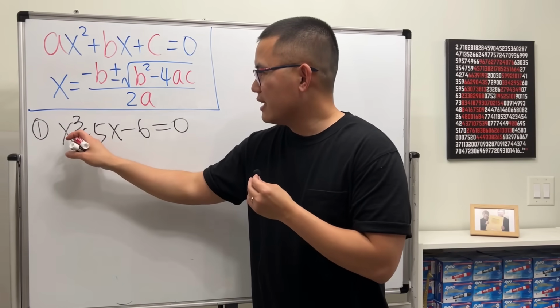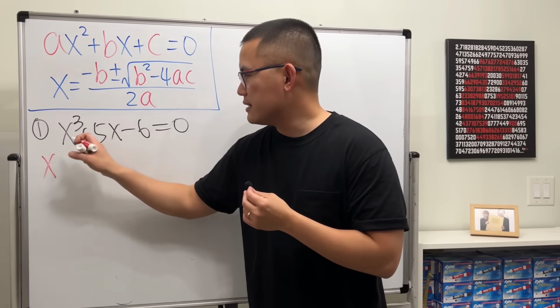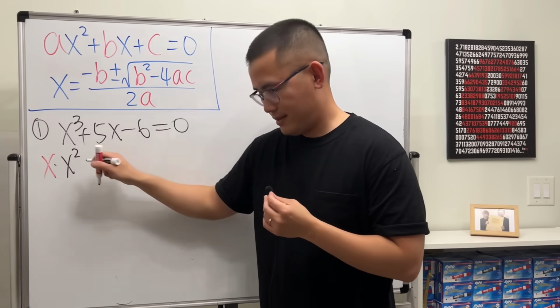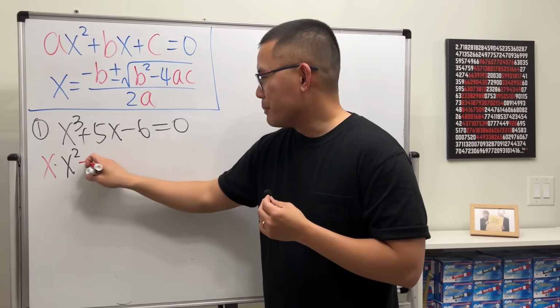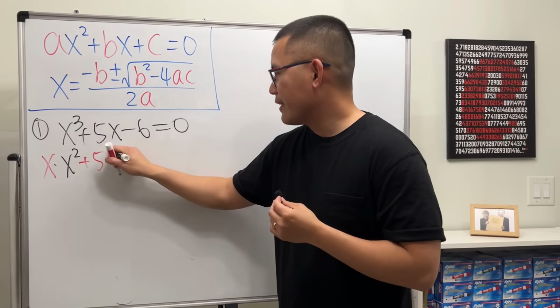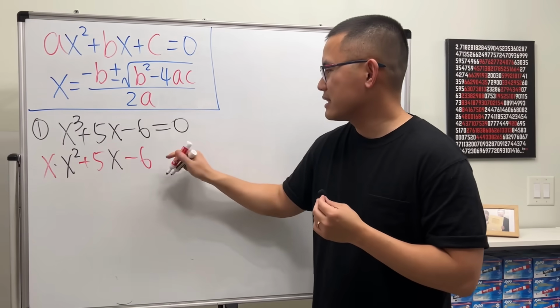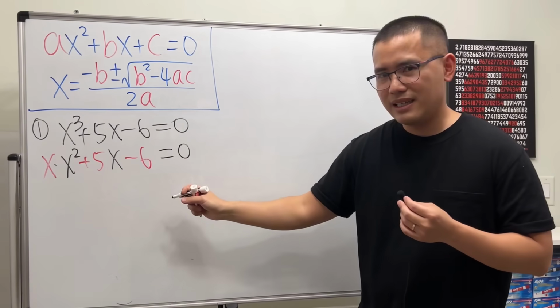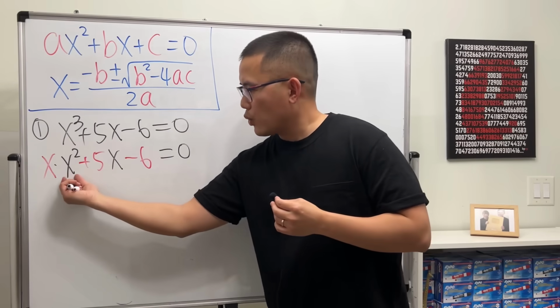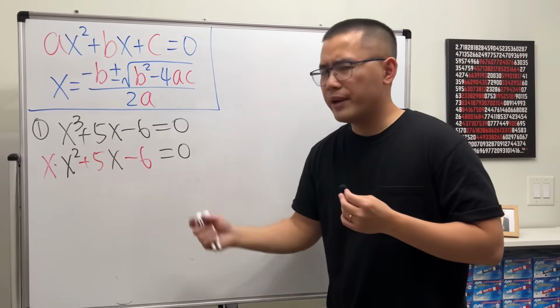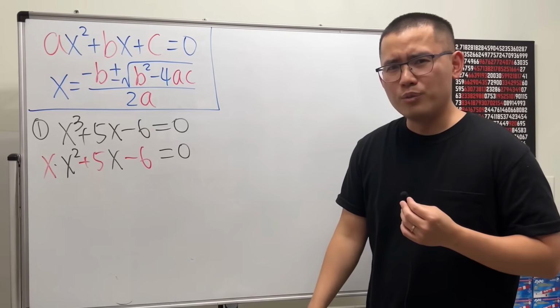Instead of looking at this as x cubed, let's look at this as x times x squared, plus 5x, and then this right here is minus 6. Here, a, b, c, this is a quadratic equation. So let's use the quadratic formula.